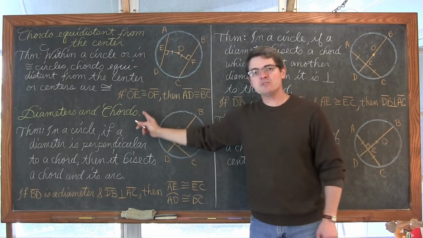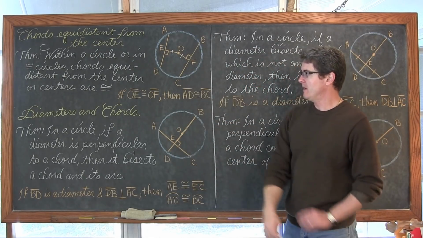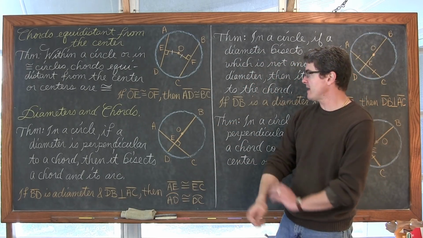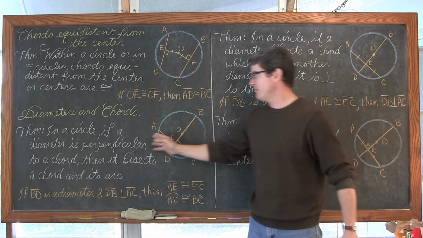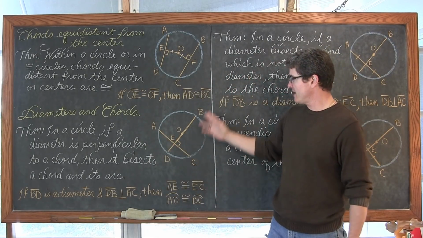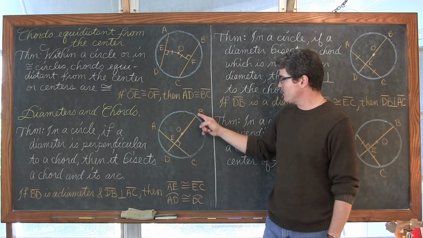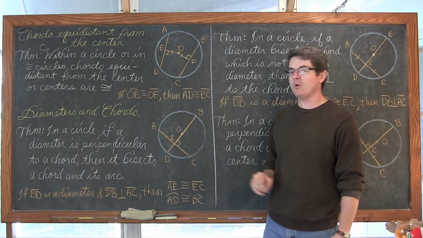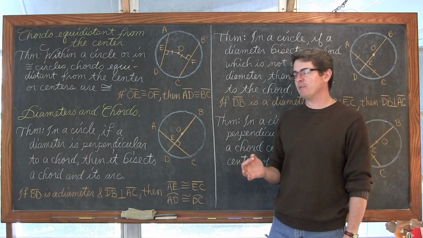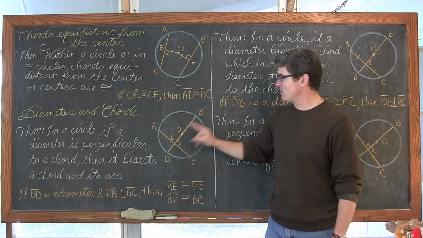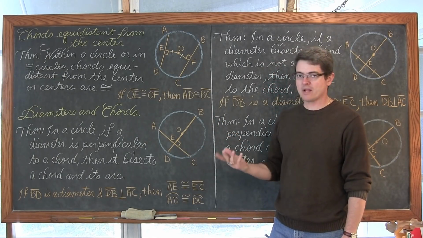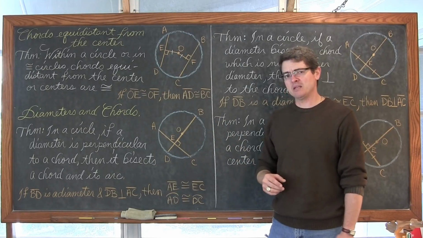Okay, diameters and chords. The rest of these 3 theorems are about diameters and chords. In a circle, if a diameter, and let's not forget, a diameter is another segment that has its endpoints on the circle, so it's kind of like a special type of chord, but the diameter is going to contain the center of that circle. So it has a special name because it's kind of a big deal.